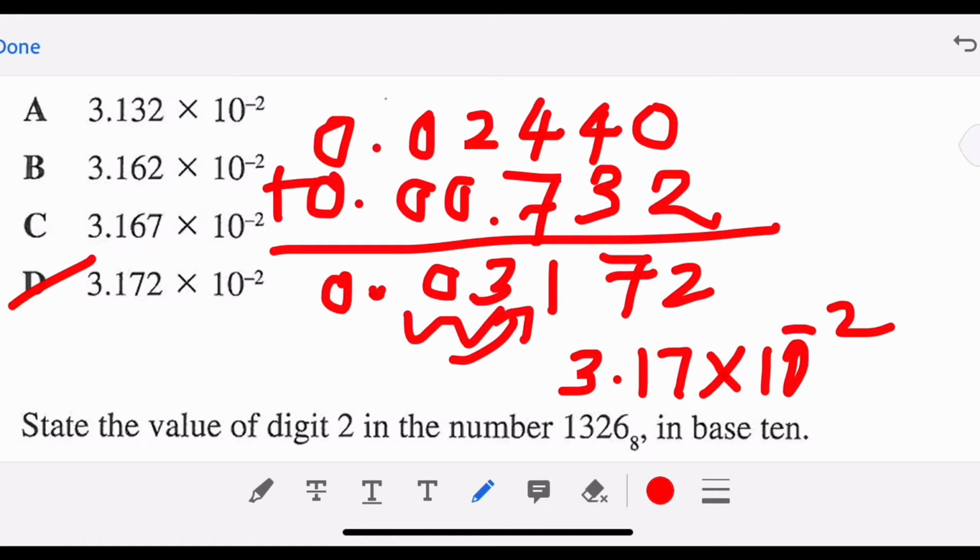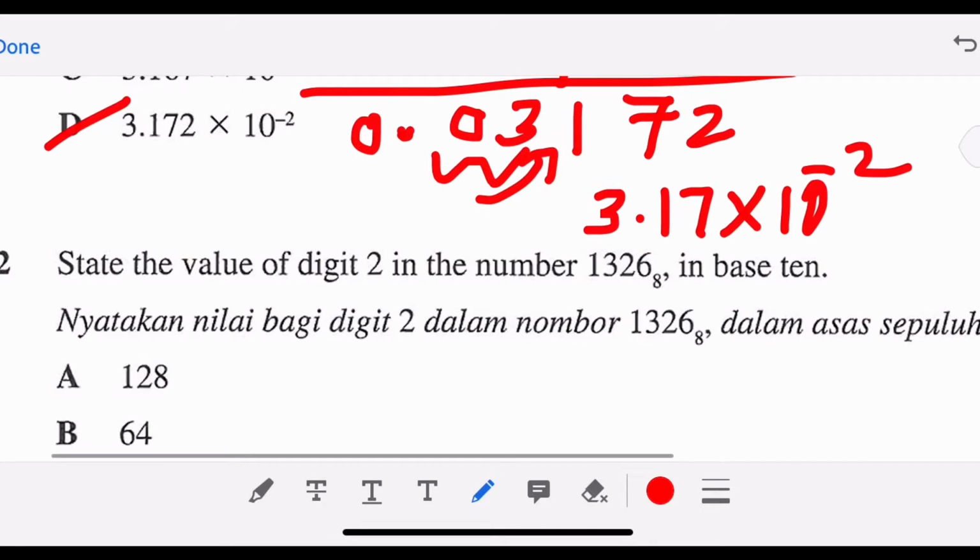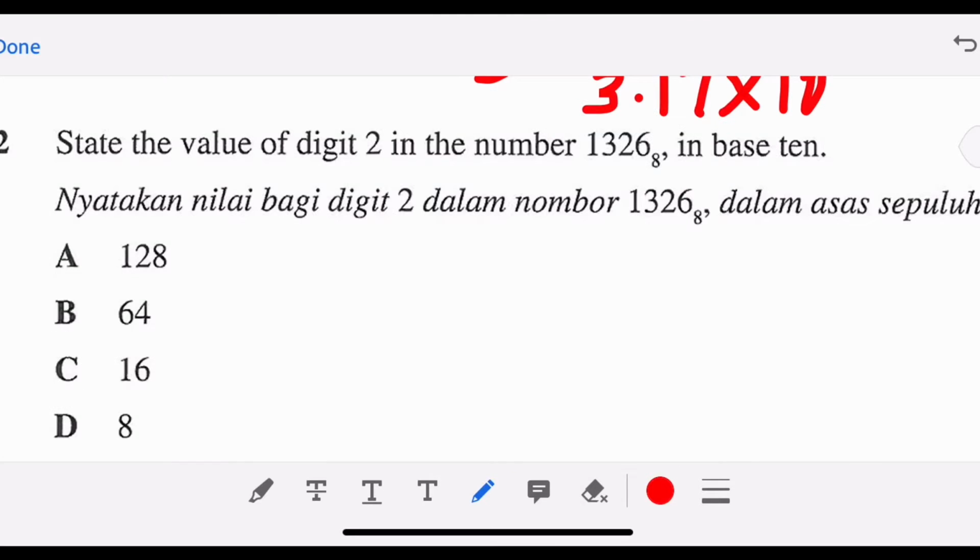Alright. This is because for a standard form number, the A, the number in front, must be more than or equal to 1. Okay, it can be 1. Alright. Now we will discuss question number 2.